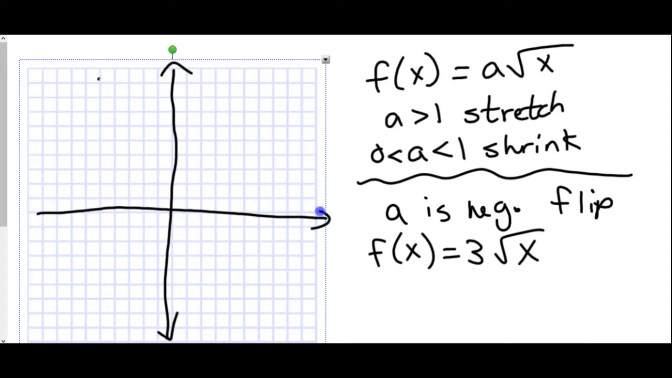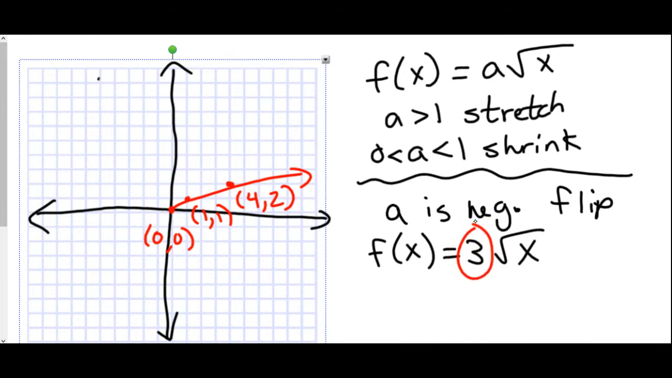Now again, this is where our original parent graph, those points really come into play. We have the point 0, 0, the point 1, 1, and the point 4, 2. Now what this 3 in front is going to do is it's going to change the y values of those points. So we are stretching because 3 is bigger than 1. That means it's kind of going to get bigger and taller. And when we stretch, to do that, we multiply each of the y values to get our new point.